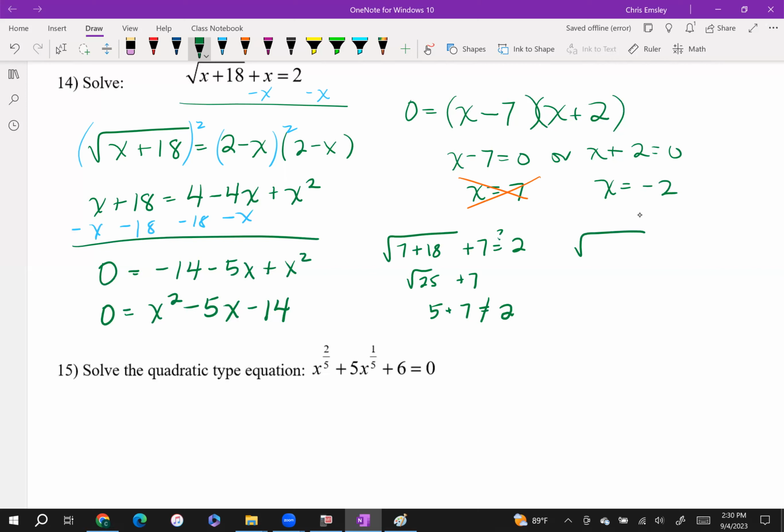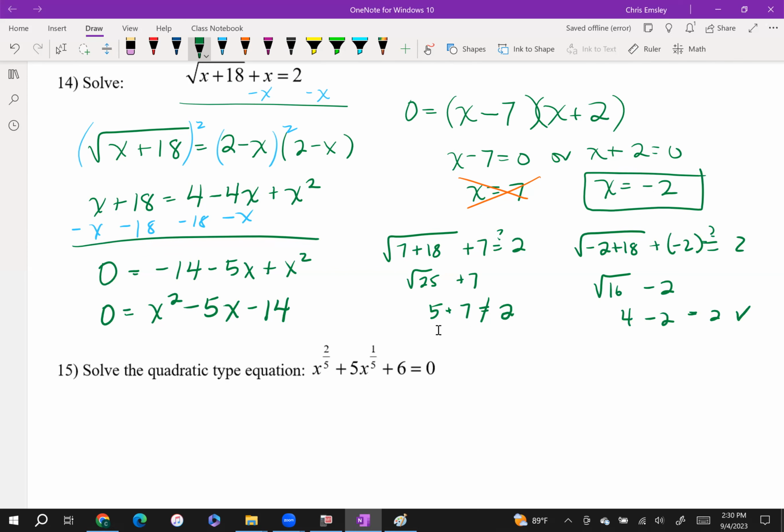Let's check negative 2. Is that equal to 2 when we plug it in? So under the radical, we get a square root of 16, which is 4. And 4 minus 2 is 2. Yay, that one does check. So that is the answer that we would report.